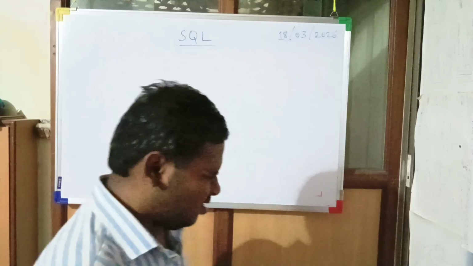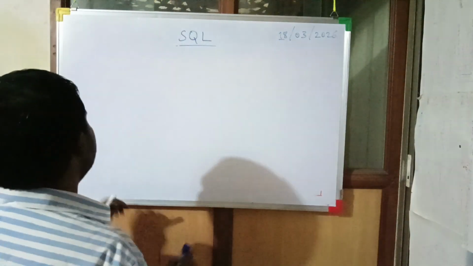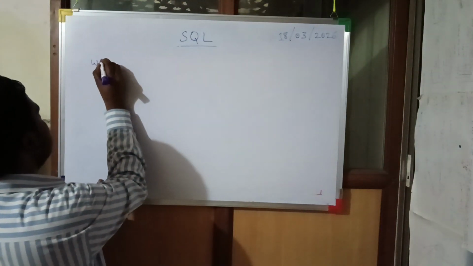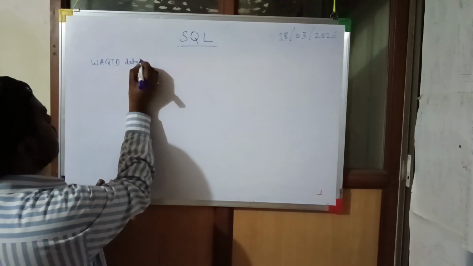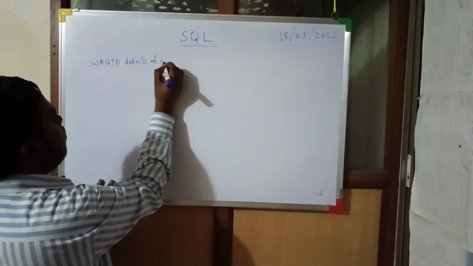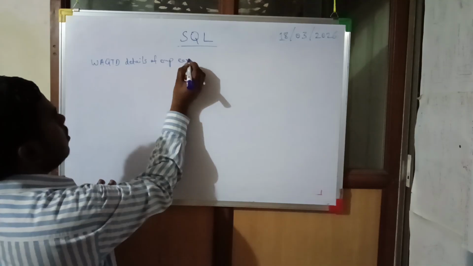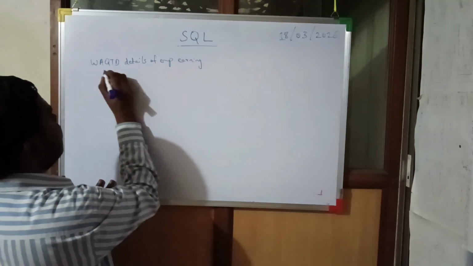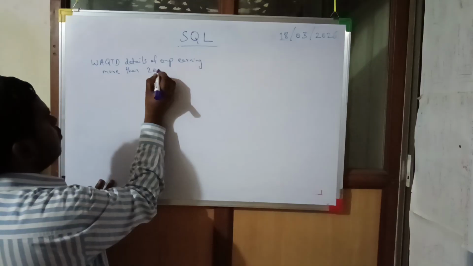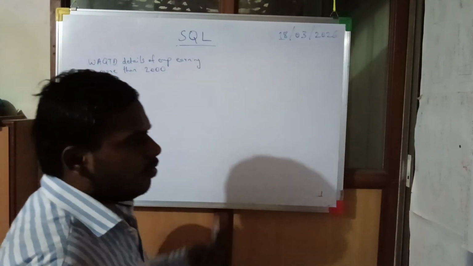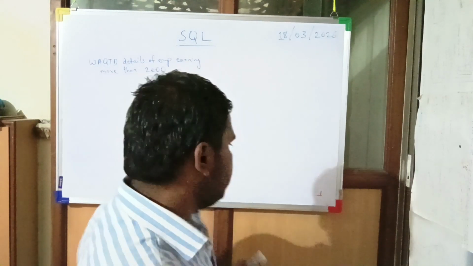Okay, so leave that. If I give you a question: write a query to display details of employee earning more than 2000. I want the details of employees who are earning more than 2000.